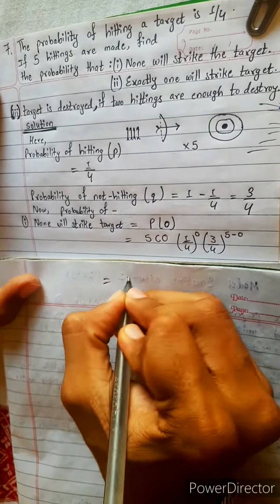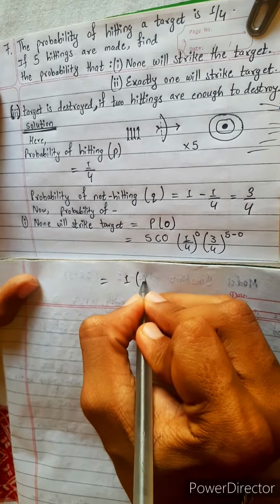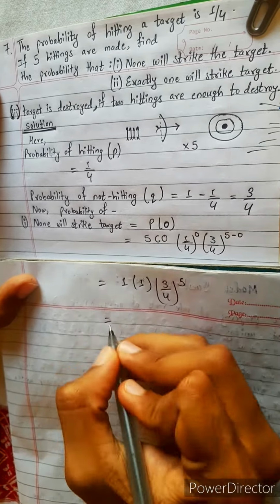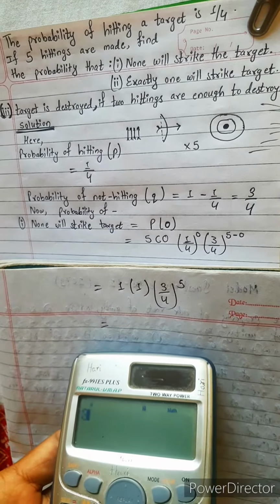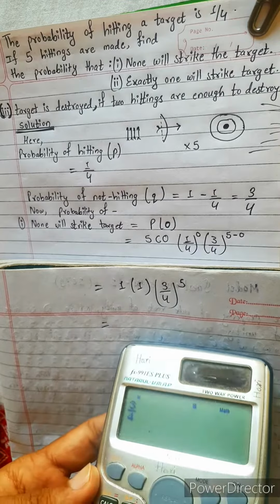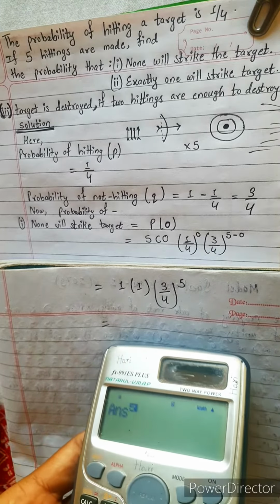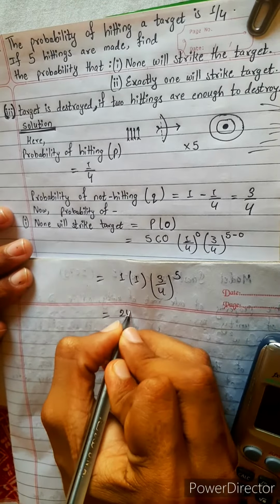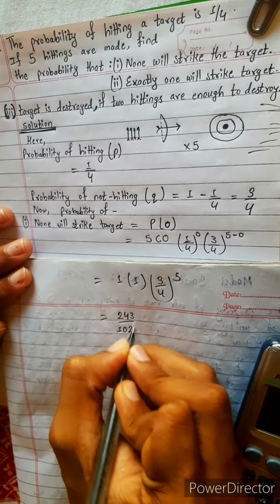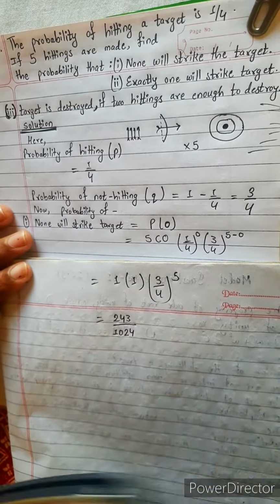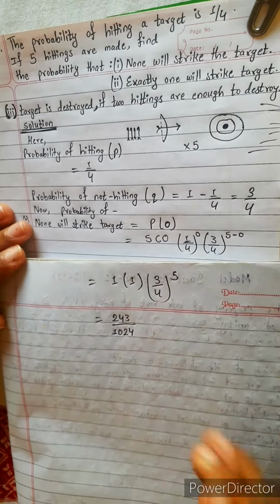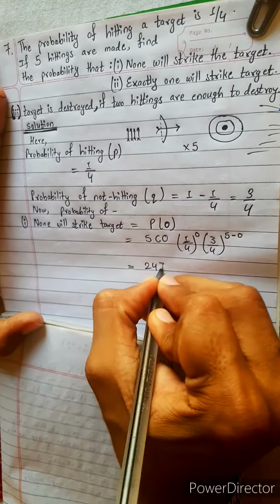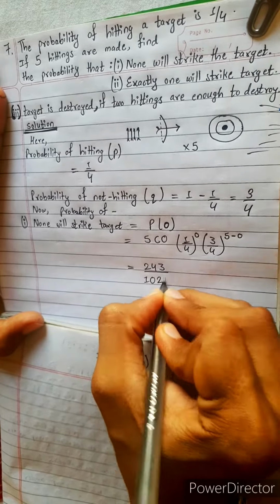Look here. 5C0 is 1. 1 by 4 power 0, anything power 0 is also 1. And 3 by 4 power 5 minus 0, means 5. Now look, 3 by 4, and its power 5. It is 243 by 1024. 243 divided by 1024. So this much is the probability that no one will strike the target. All the arrows missed the target. 243 divided by 1024 probability.